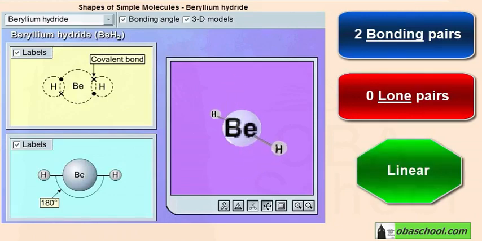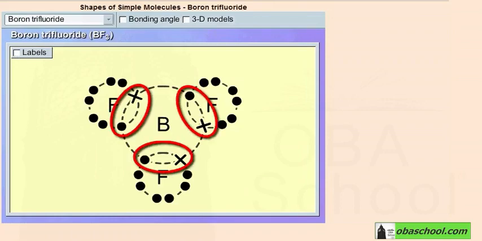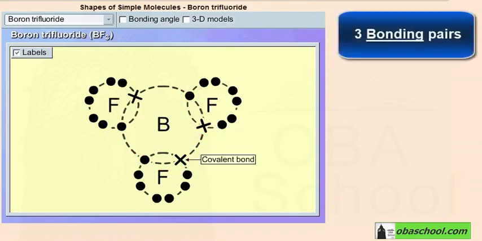Another example of a molecule that has a linear shape and a bond angle of 180 degrees is BeCl2. Let us examine now boron trifluoride, BF3, which is made of one boron atom and three fluorine atoms. It has three covalent bonds. Do we have any lone pairs or non-bonding pairs of electrons? No, we don't. So we only have three bonding pairs of electrons.